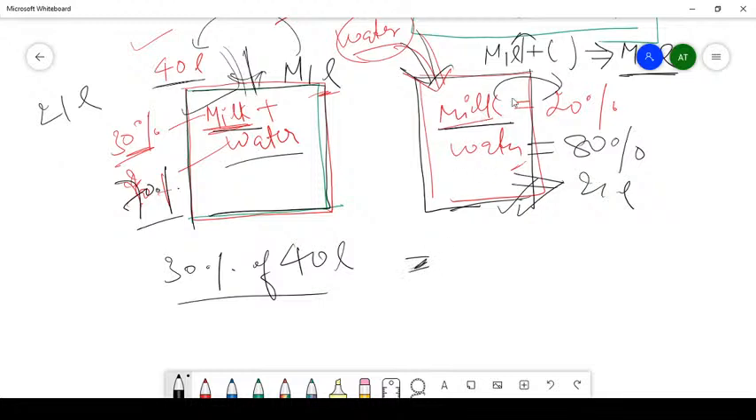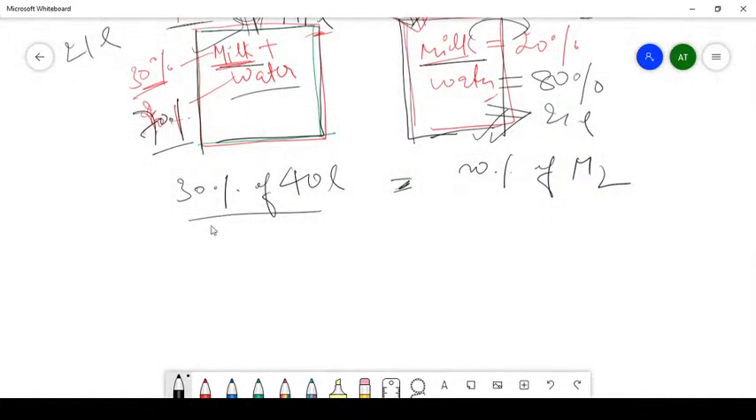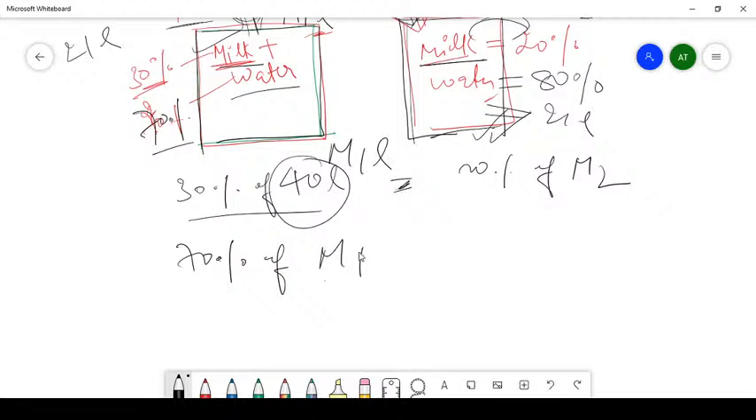Then you say 30% of 40 liter, this is the quantity of milk. What is the quantity of milk in this container? Then you say 20% of m2. If I say the concentration in this container is m2, then 20% of m2. If I say what is the quantity of water, then you say 70% of 40, or if I say this is the m1 liter, then 70% of m1. What is the quantity of water here? Then you say 80% of m2.